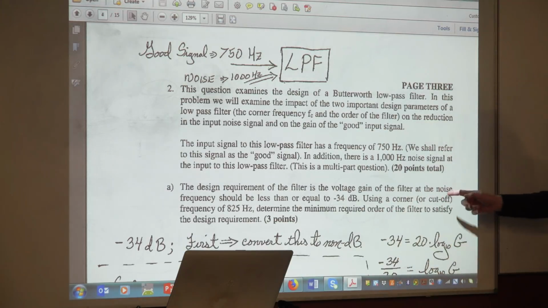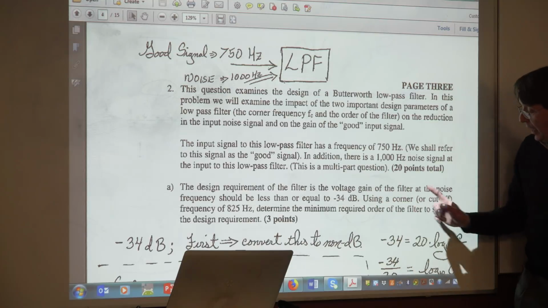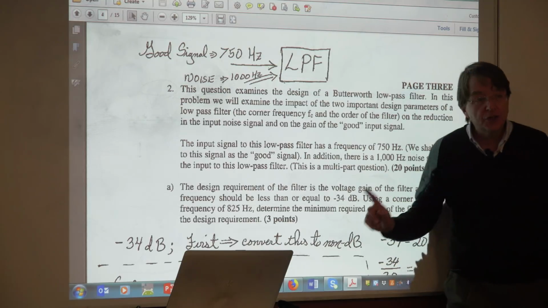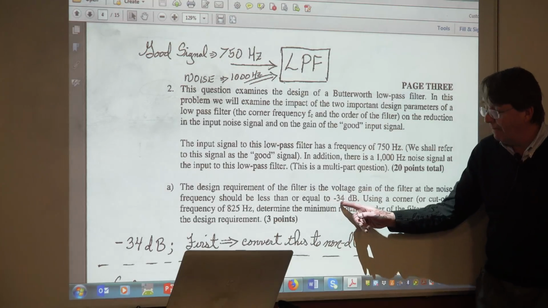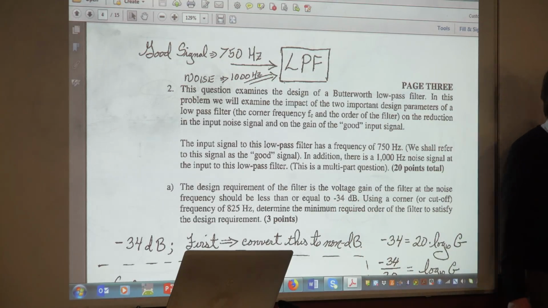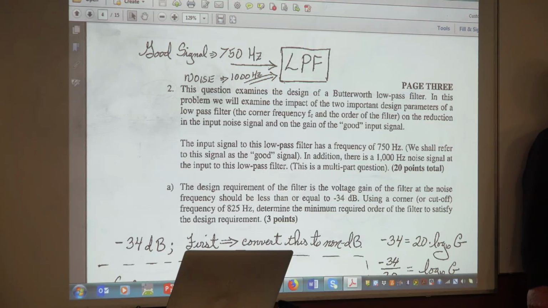All right. Here. The design requirement of this filter is that the voltage gain of the filter at the noise frequency. Let me say that again. The gain of the filter at the noise frequency is meant to be equal to or less than minus 34 dB. Now, a negative number means the gain is less than 1. All right, so this is a tiny number we're getting out, which is good. I want the noise to go away.